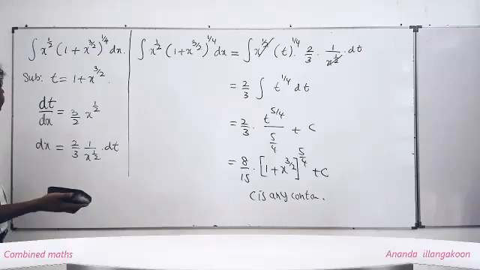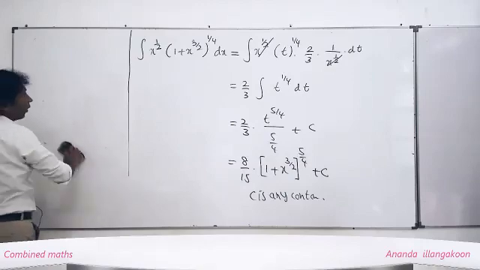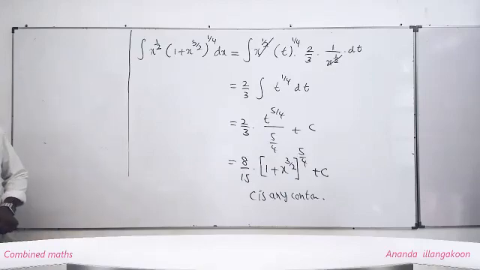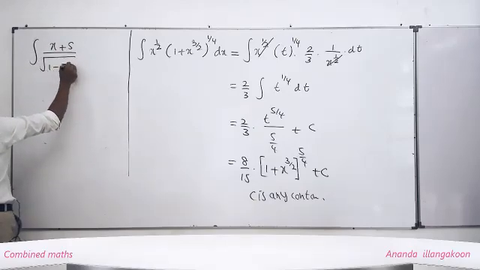Right, next one, people. Next one is this: x plus 5 divided by root 1 minus x squared dx.